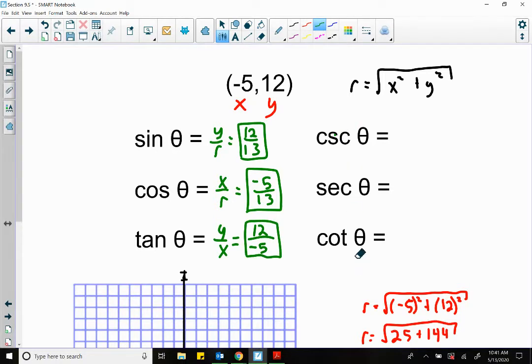All we do for the other guys is flip them. So this is the reciprocal of sine. So that's 13 over 12. This guy is the reciprocal of cosine. So that's 13 over -5. Cotangent is the reciprocal of tangent. So that's -5 over 12.